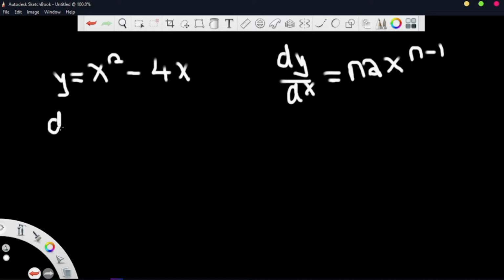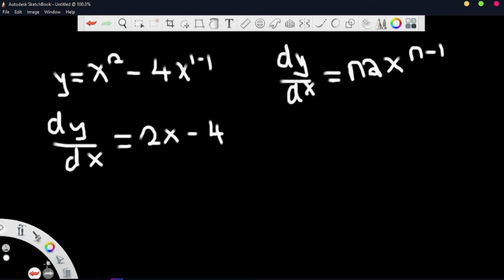So I can write this as dy over dx is equivalent to, since my 2 will just come this way, I'll have 2, and then my x power reducing by 1. So 2 minus 1 is 1, so this will be 2x to the power 1. The 1 is irrelevant to show. And then here we'll have my 1 multiplying my negative 4, which is just negative 4, and then my x power reduces by 1, which is 0, so there is no need of showing my x part.